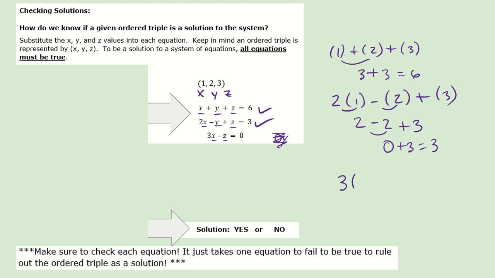So we have 3 times 1. And be very careful here. You've got to make sure you put the correct value for the variables that you're given. So x is 1, and then minus z. z is 3. So this 3 times 1 is 3. And then 3 minus 3 does equal 0. So it checks. So because this solution does apply to all three equations, this is a solution to the system.